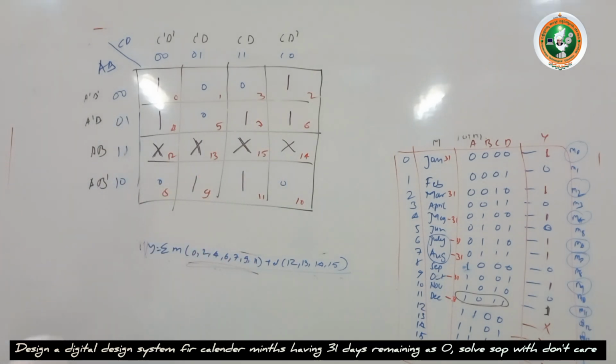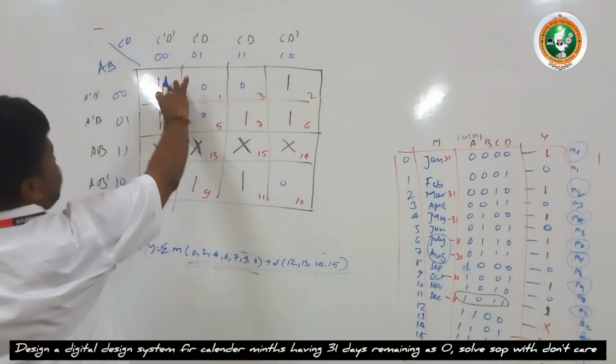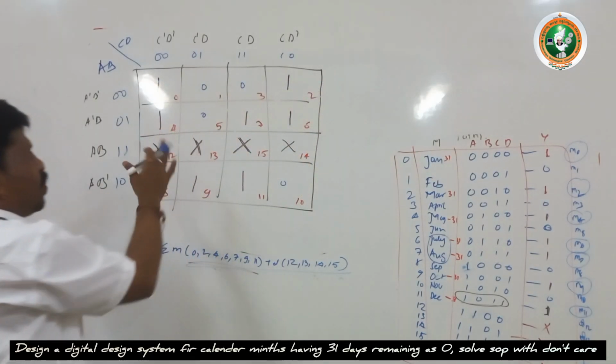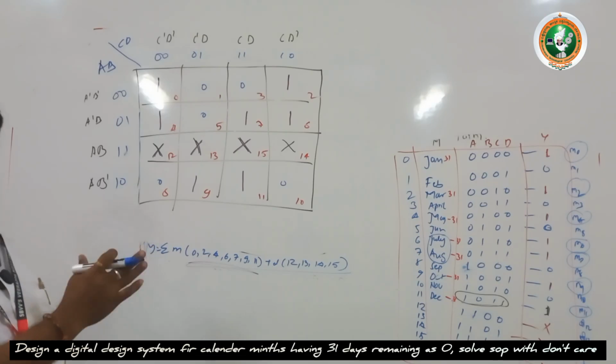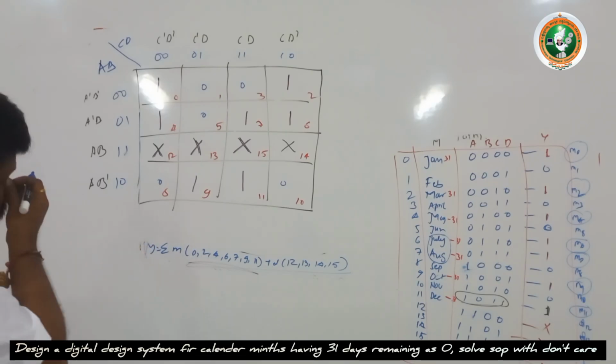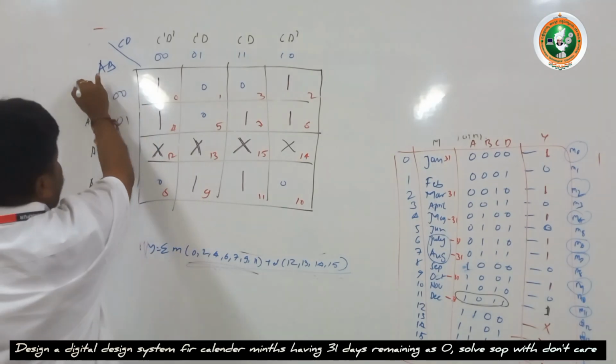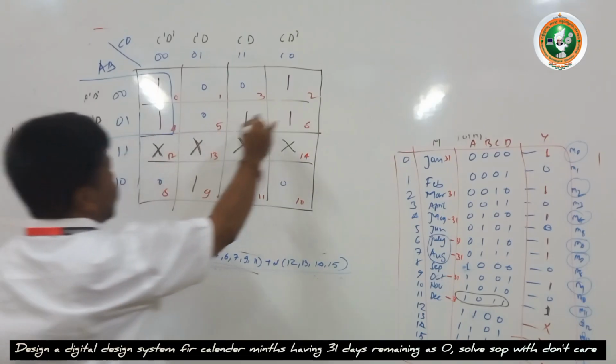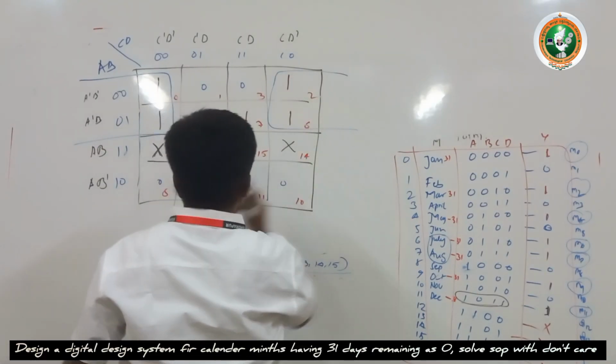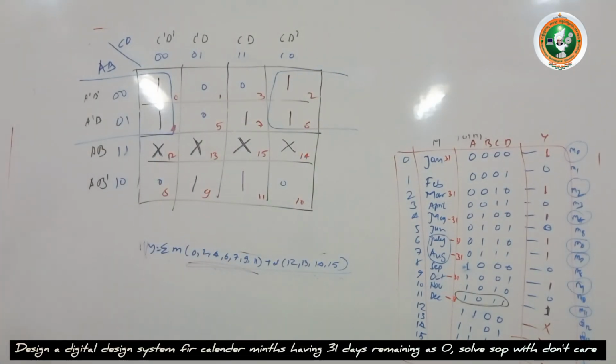How can I go with the grouping now? These two ones are okay with wrapping around the edges. Those four cells become one group. Yes or no?